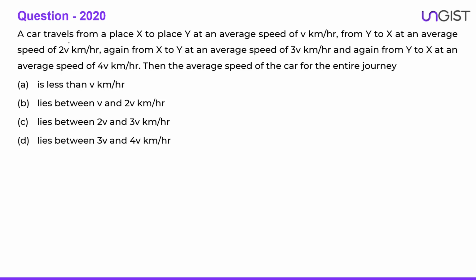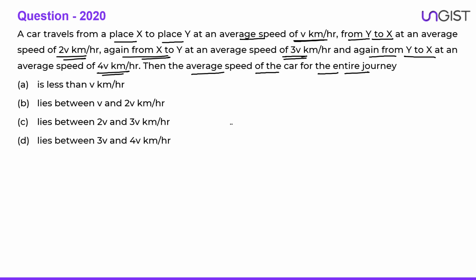Question says a car travels from a place X to place Y at an average speed of V km per hour. From Y to X at an average speed of 2V km per hour. Again from X to Y at an average speed of 3V km per hour. Again from Y to X at an average speed of 4V km per hour. Then the average speed of the car for the entire journey.